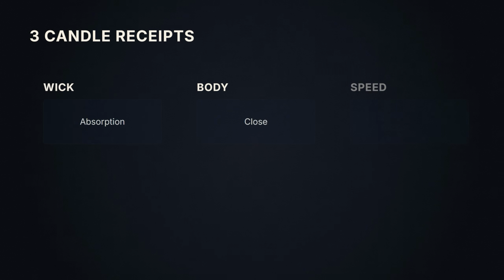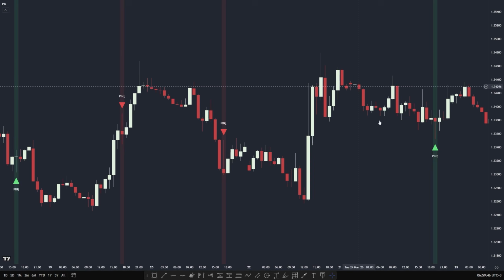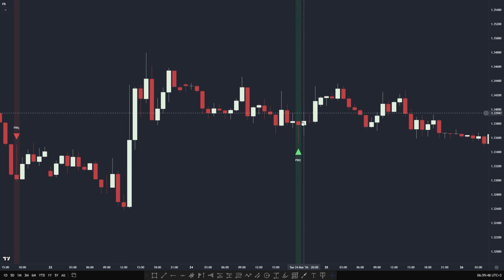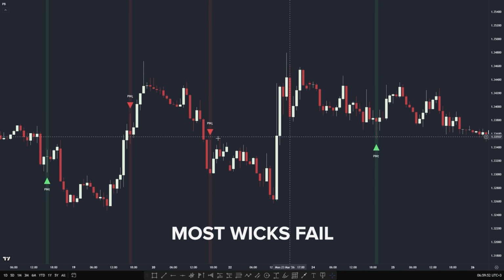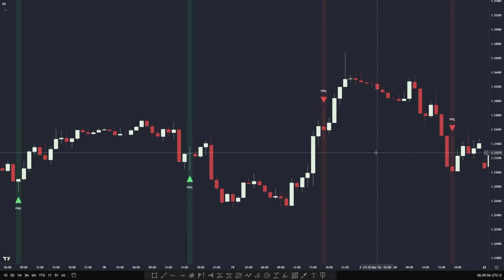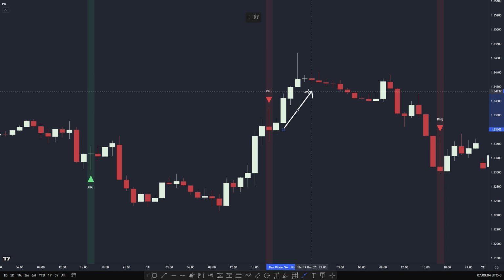Now remember the receipt that lies to you. It's the wick. I traded every major wick I could find for several months. Every long lower wick looked like rejection. Every upper wick looked like a top. But my equity curve looked like stairs going down. The problem: every wick looks like a rejection in hindsight, but when you trade them live, half of them fail.